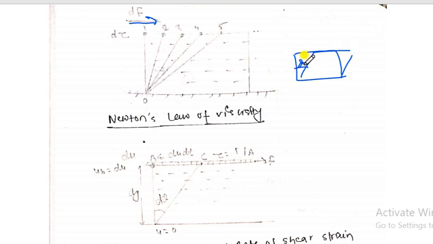We have already studied all these things in strength of materials, but it is very difficult to find the deformation or the strain in a fluid. So that's why, for finding the further actions, we consider Newton's law of viscosity. Newton's law of viscosity gives the relation for deformation of the fluid. So let's understand this concept.